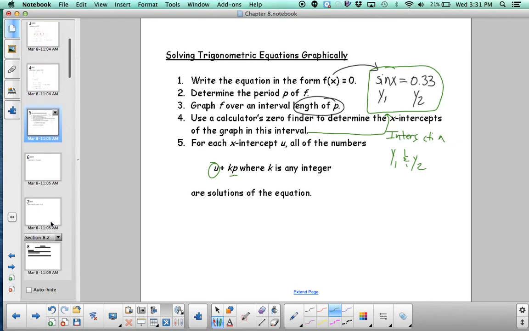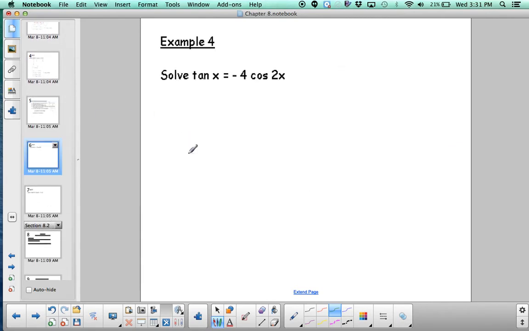Okay, so let's try a couple more examples. This one we have tangent of x is equal to -4 cosine of 2x.